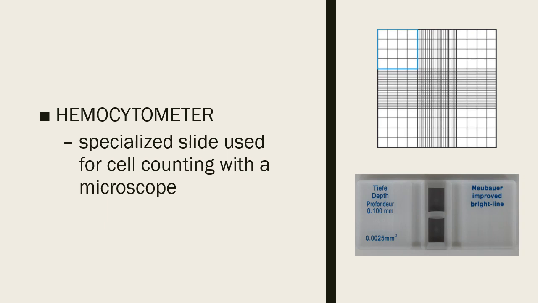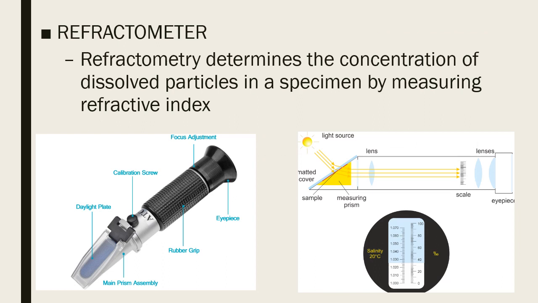Okay, moving on, you have your refractometer. Your refractometer utilizes refractometry. Refractometry determines the concentration of dissolved particles in a specimen by measuring the refractive index. Comparing it to your urinometer, which is a direct measurement, here you need to measure your refractive index.